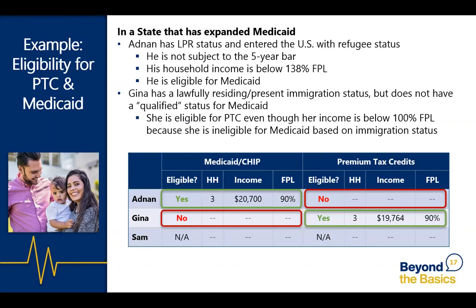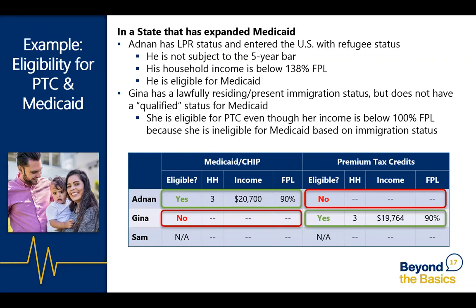Next, we'll look at Gina. She has an immigration status that is lawfully residing and lawfully present, but she does not have a status that is considered qualified for purposes of Medicaid eligibility. She is eligible for enrollment in the marketplace, and she's eligible for premium tax credits, even though her income is below 100% of the federal poverty line. And this is because she's ineligible for Medicaid based off of her immigration status, okay?